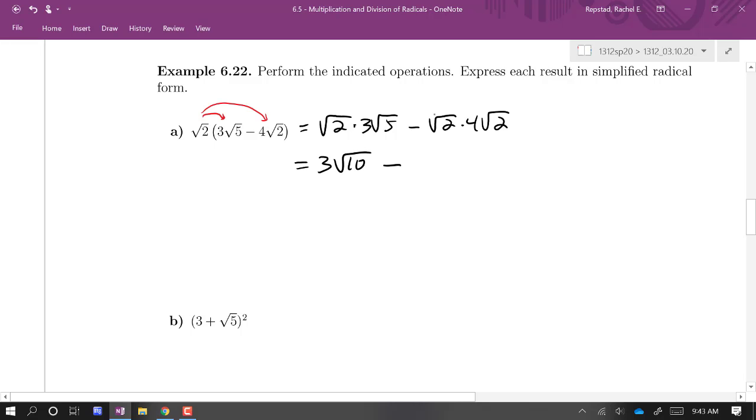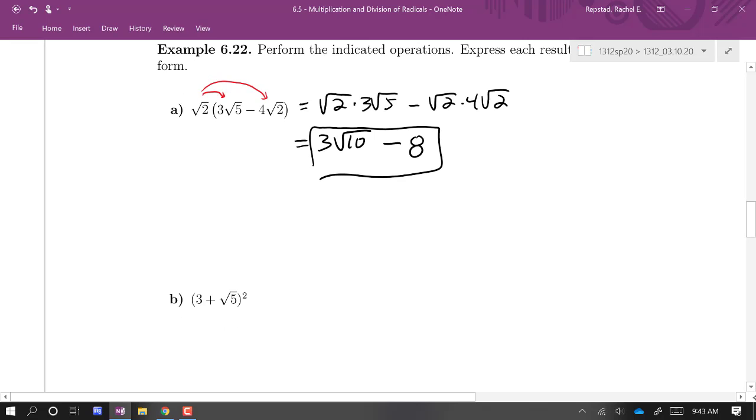And what do we get for the second product? 8. Say that again? 8? Yeah, root 2 times root 2 is 2, so we end up with 4 times 2, or 8. At the end, we always give a quick look and make sure that all radicals in our result are simplified.